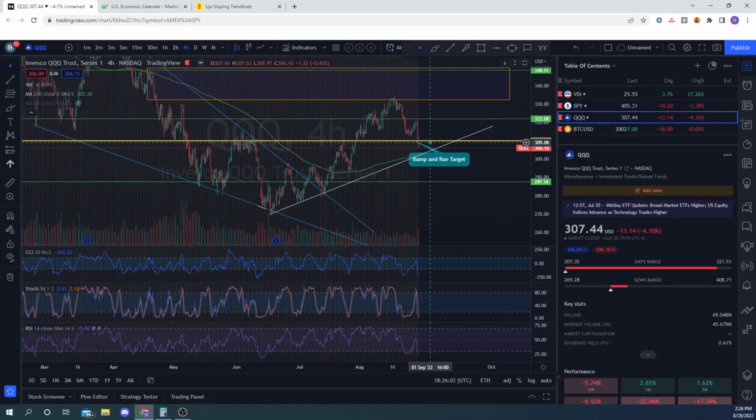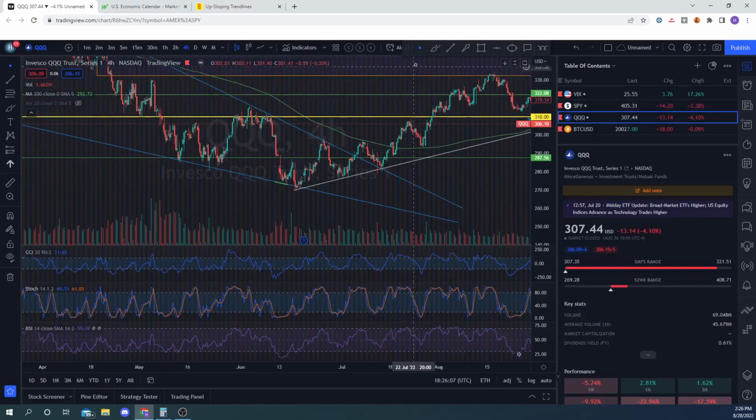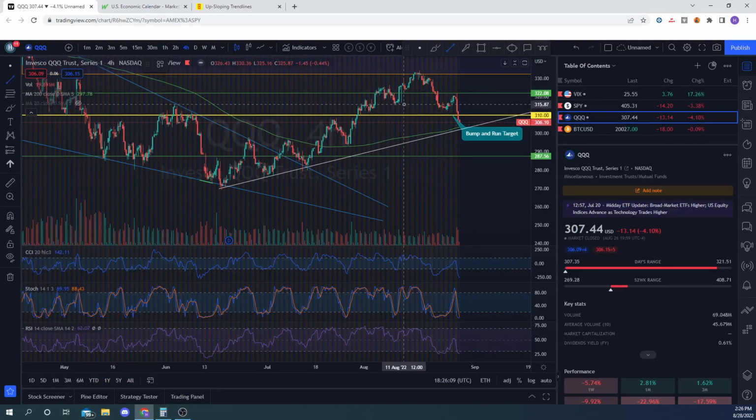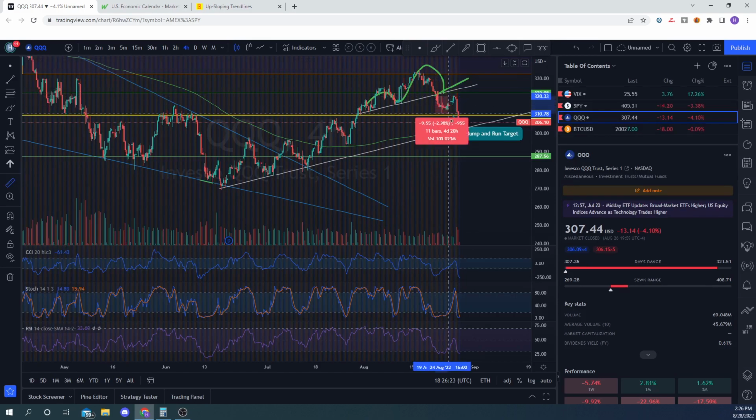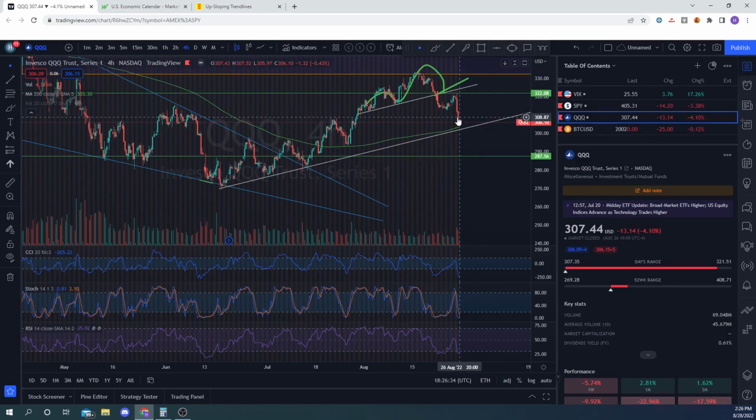All right, because we already hit this target, we can actually get rid of this bump and run target. And just so you guys know where the bump and run was, it was right here. Yeah, the bump and run was this formation right here. That's when your buy-in was, if you bought the breakout, which is what I plan on doing here. I plan on going short again on this breakout when we have this other breakout, but you would have caught a $10 move to the target of the bump and run.